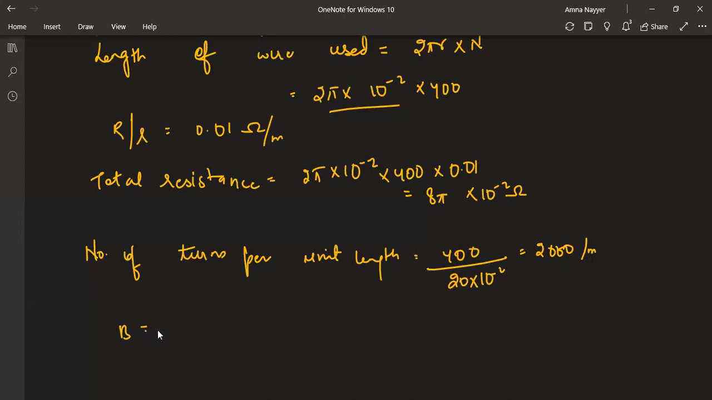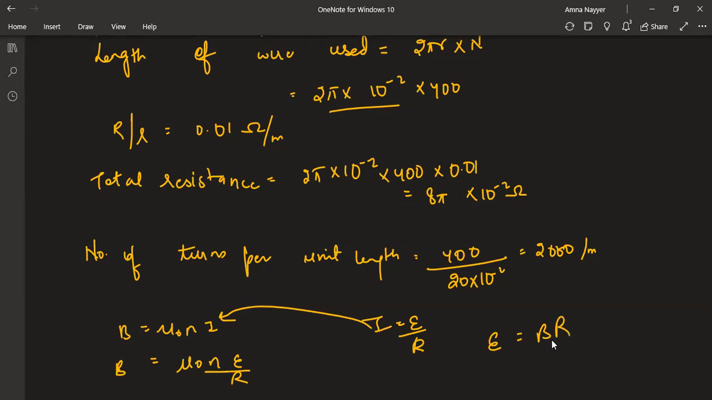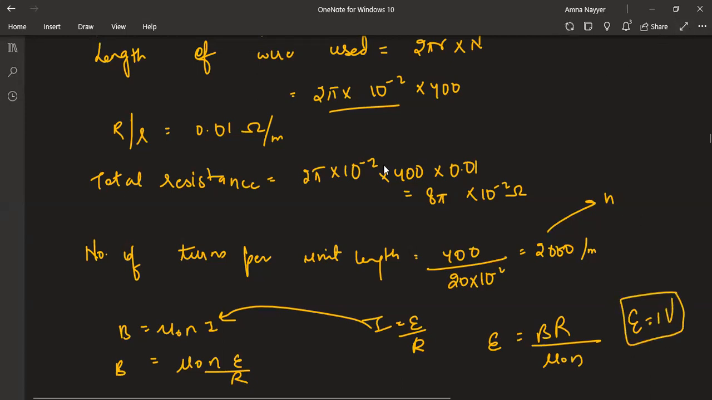Now, B is equal to mu naught N i, and current is equal to EMF by resistance. Putting this value here, B is equal to mu naught N E by R. From here, find the value of E as B into R by mu naught N. Everything we have calculated. How much answer did you get, Hamza? 1 volt. Yes, Hamza, correct answer. This will be 1 volt when you solve it. Note it down, then we'll practice some other questions.